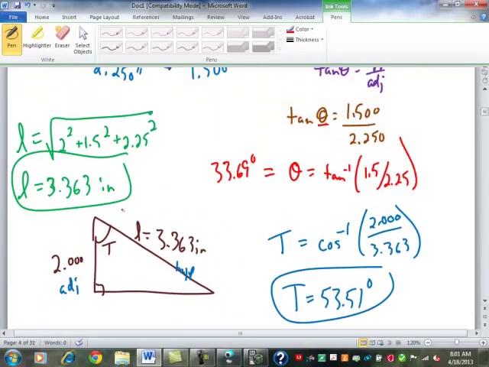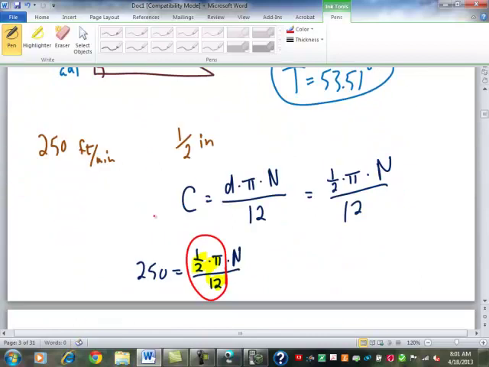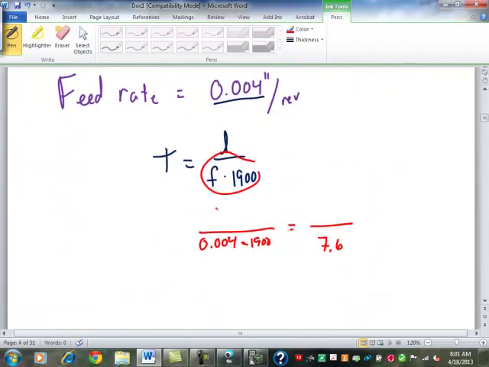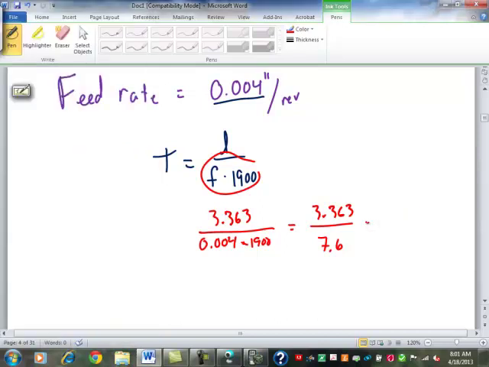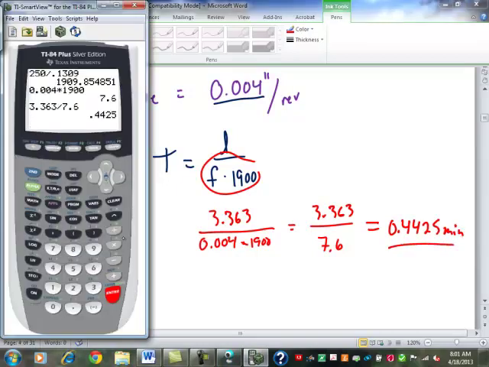Now the length of this cut was 3.36 inches. So I'll put that in, 3.363, right? So I do 3.363 divided by 7.6. And I get 0.4425 minutes. Otherwise known as, if I multiply by 60, about 27 seconds.